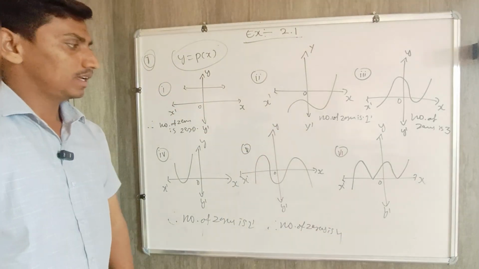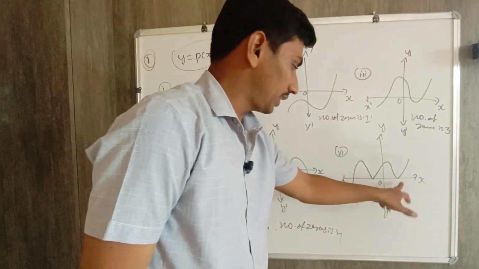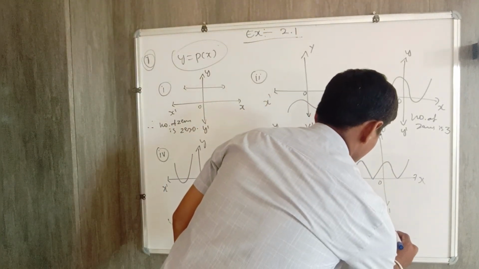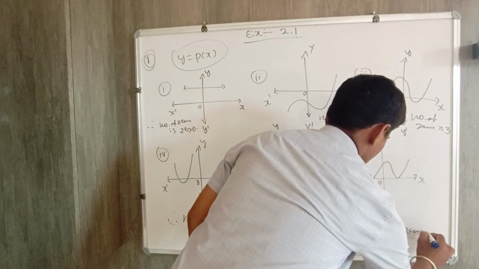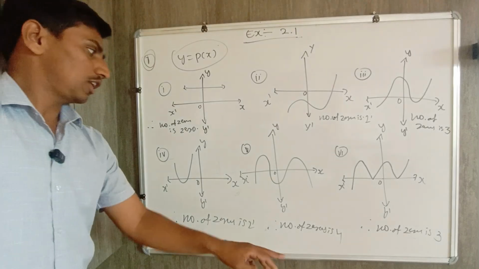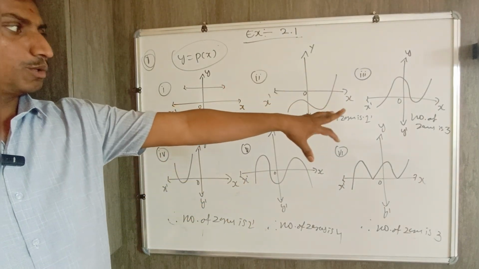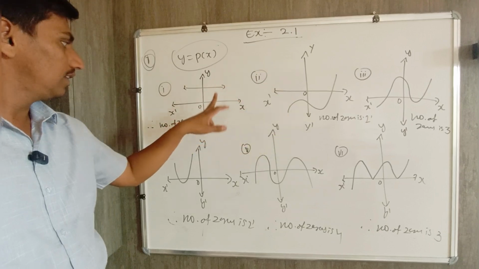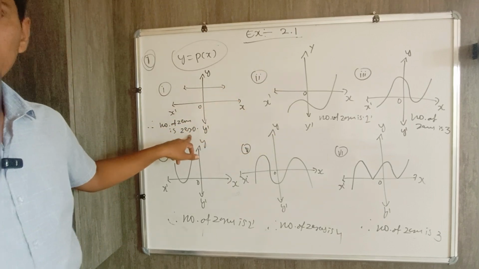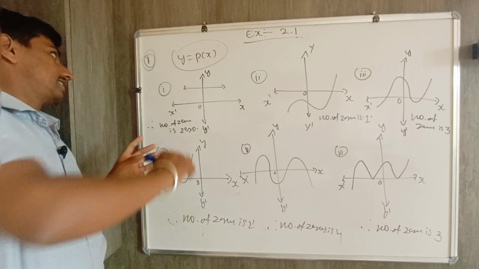Okay, and the sixth one, how many zeros? 1, 2, 3. Which polynomial is it? The number of zeros is 3, that is a cubic polynomial. These are a quadratic polynomial, a cubic polynomial, a linear polynomial. The one where the number of zeros is 0, which polynomial is it? Constant polynomial. This is exercise 1.